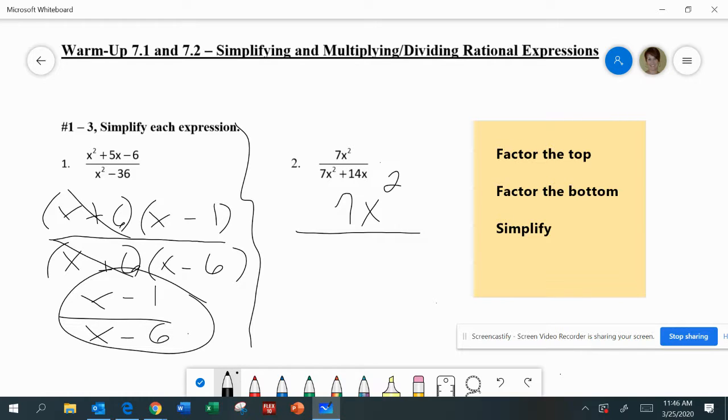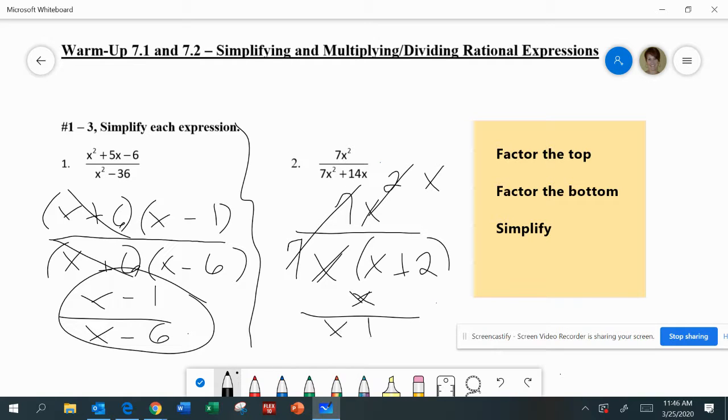The denominator, we have a GCF. So I'm going to factor out a 7x, and I'm left with x plus 2. And then we can cancel out 7 and 7 is 1. X goes into x squared, x times. So our final answer is x all over x plus 2.